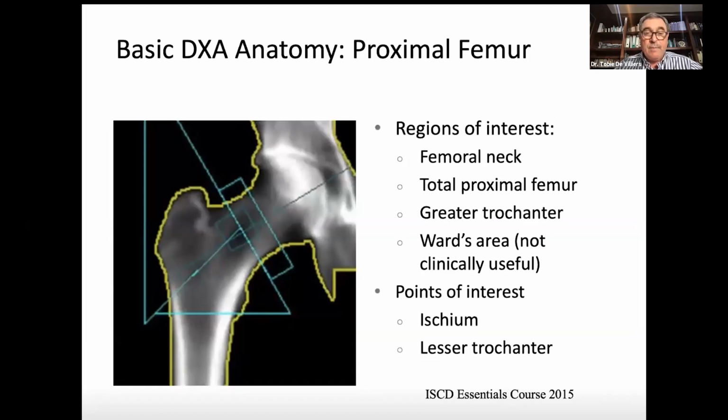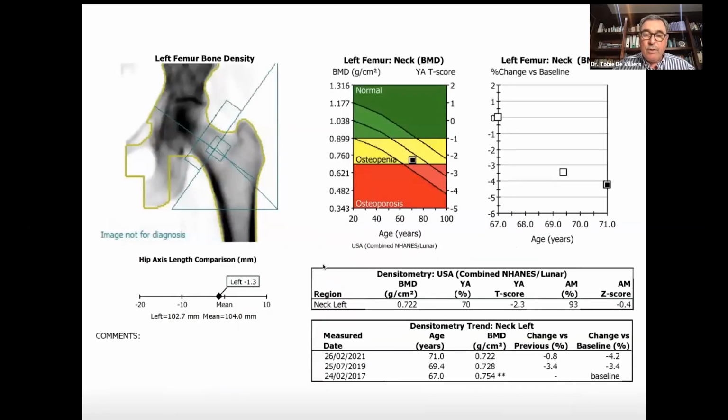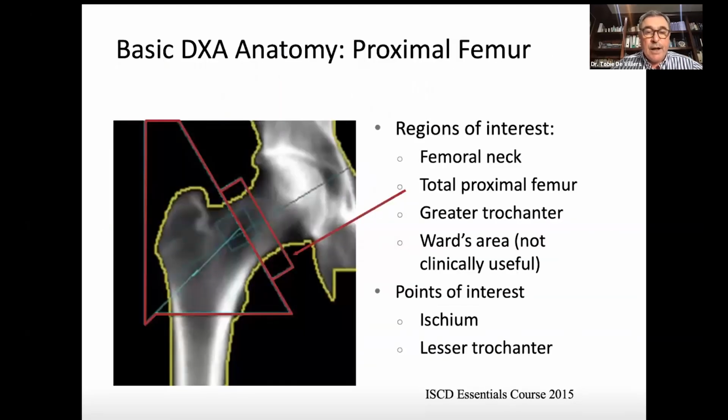In terms of the femur, it's also a little bit confusing, as we have 2 basic regions of interest. The first one is the femur neck, and this is the femur neck here, and the operator has to be quite sure that this is in the right place, and that it doesn't include some of the other bone of the hip, because that could lead to an overestimation of bone density. And the second part is then the total proximal femur, which in this case is here in red.